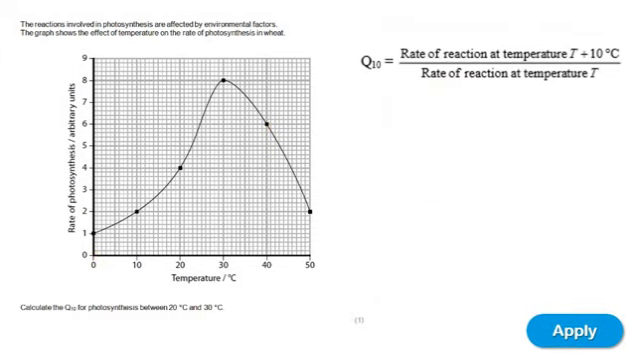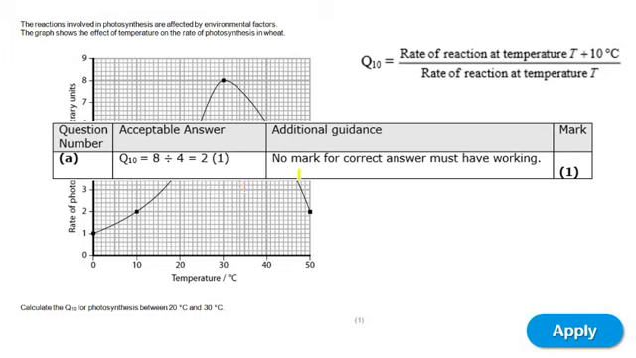This question was actually one of the exam questions in one of the recent exams. And for this one mark, they asked you to do the Q10 between 20 and 30. Interestingly, they would not award this mark unless you have working. So just giving 2 as the answer would not have given you this mark. You have to say what you've done. So you have to show that you've done 8 divided by 4 to give 2.